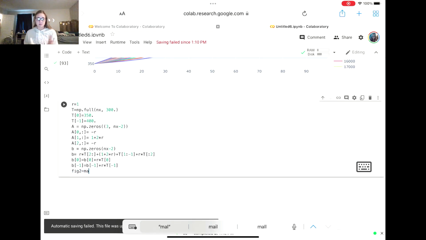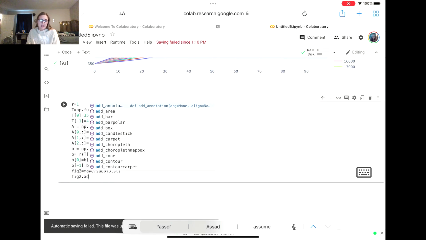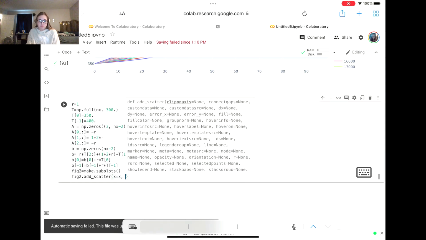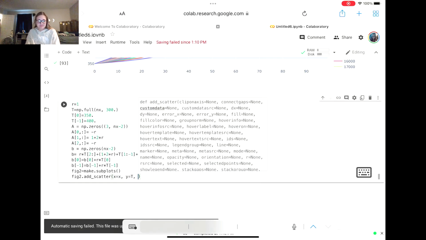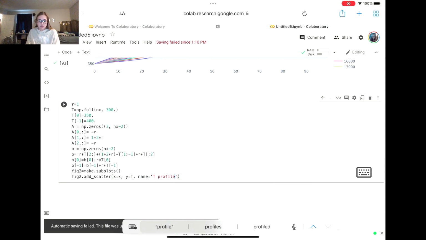So we do want to see this in a plot. So we're going to call this Fig 2. Fig 2, we're going to make subplots. And we got to add scatter where x equals x, y equals t, and we're going to name this thing T profile.